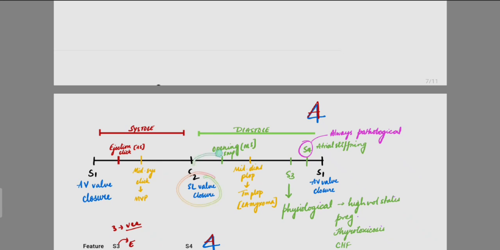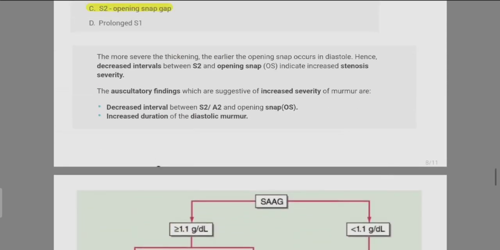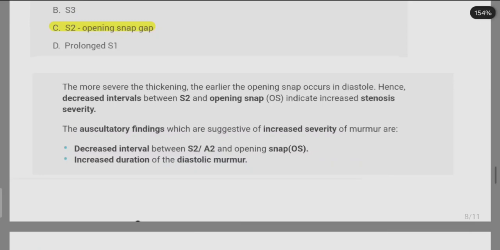So that is what is happening, right? After this closes, for the ventricles to get filled, this valve should open, the mitral valve should open, and it is stenosed now. So when a stenosed valve opens, you will have an opening snap, and its severity will tell you the decreased interval, the more severe it is. Now let's see what the concept here is.